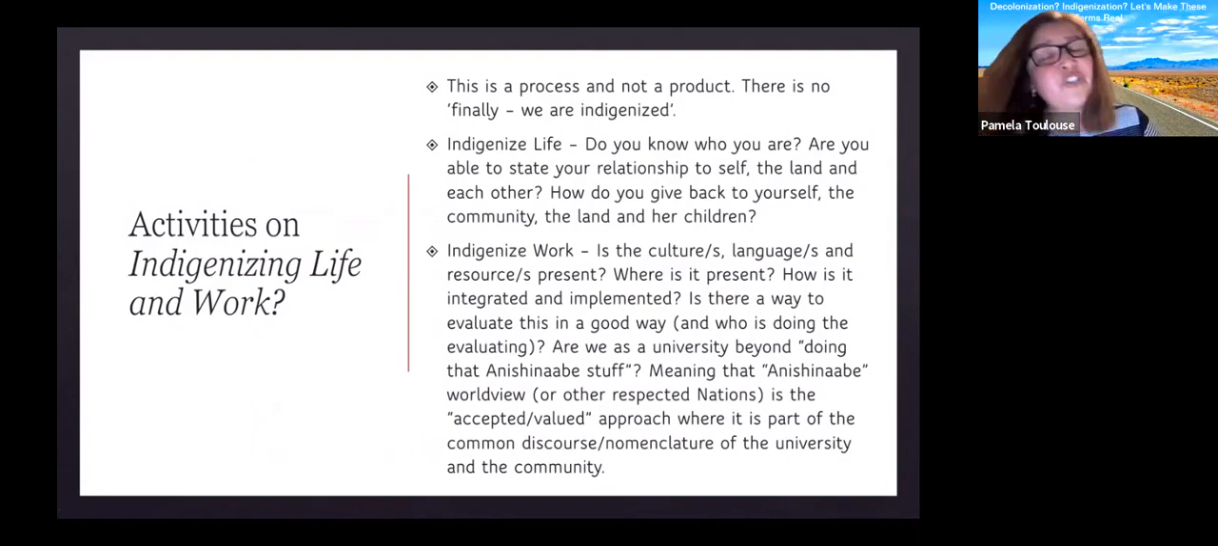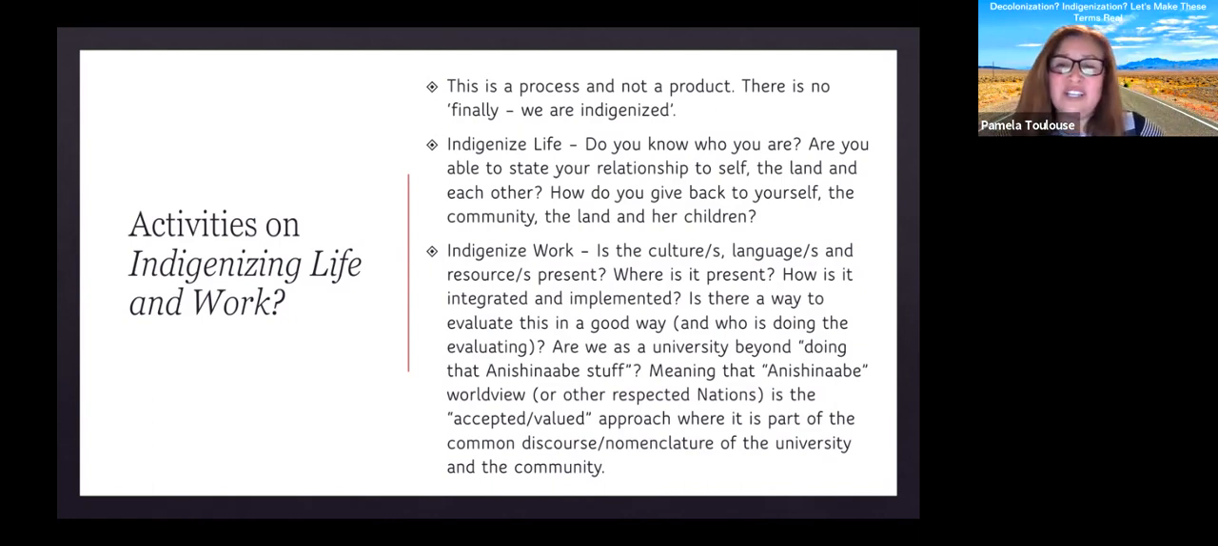Indigenization of institutions is a process and not a product. So if you're hoping that in 10 years you're going to finally be indigenized, I've got some really bad news for you. It doesn't happen that way. There is no point at which we say, finally, I'm indigenized. Oh, thank goodness, give me the certificate, give me the micro credential. No, no, no, no, no. It's a process. That's what indigenization is.